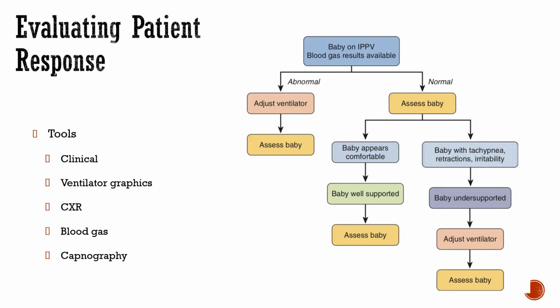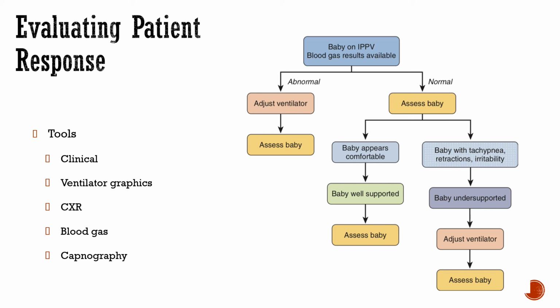We have various tools in evaluating patient response which must be used in conjunction with each other rather than in isolation, the most important of which being clinical. Firstly, observe for optimal synchrony. That is, each spontaneous breath of the neonate must be adequately supported. Secondly, observe for tachypnea and air hunger, which signal that the neonate is trying to compensate in order to achieve an adequate minute ventilation, and hence the baby is under-supported.